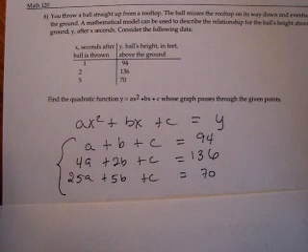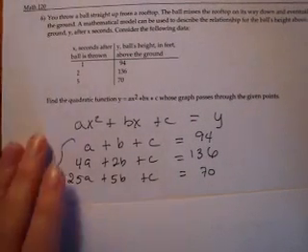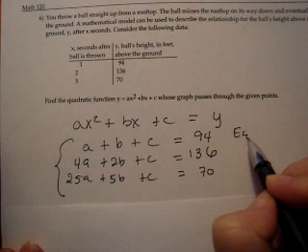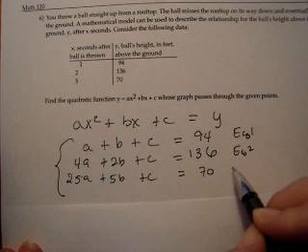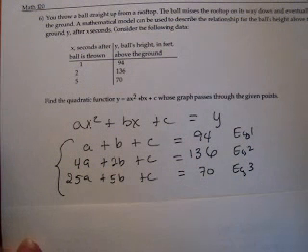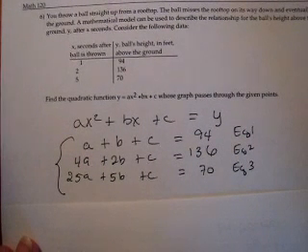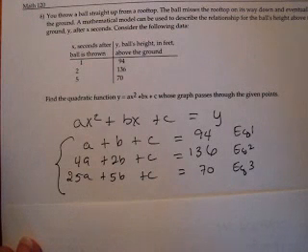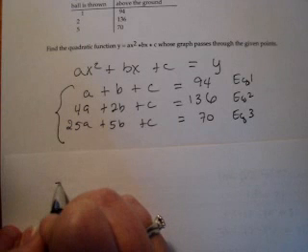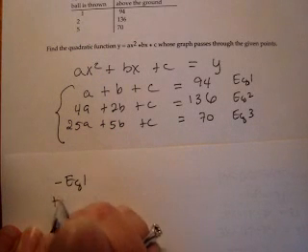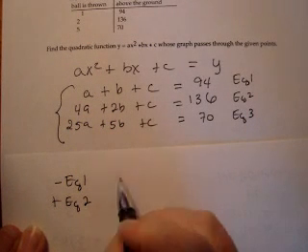You know, honestly, it looks to me like the easiest thing to do is eliminate c. So again, think about these as being numbered: equation 1, equation 2, equation 3. So I'm going to take negative equation 1 plus equation 2. So let me write that down here. Negative equation 1 plus equation 2. So what would that look like?